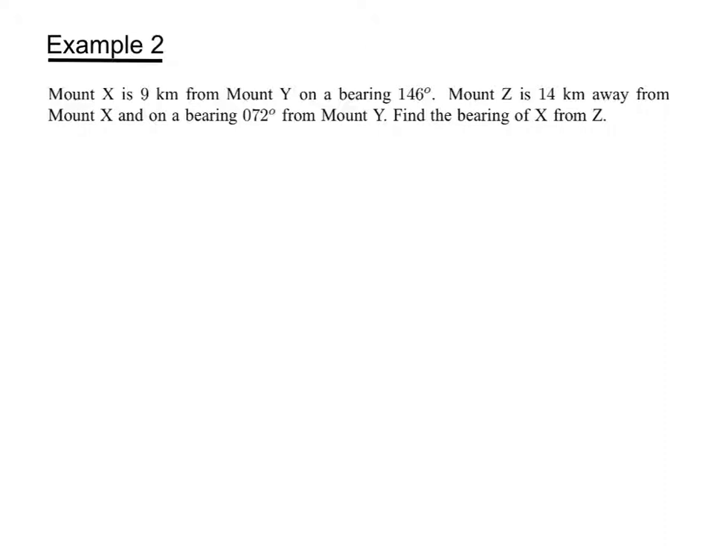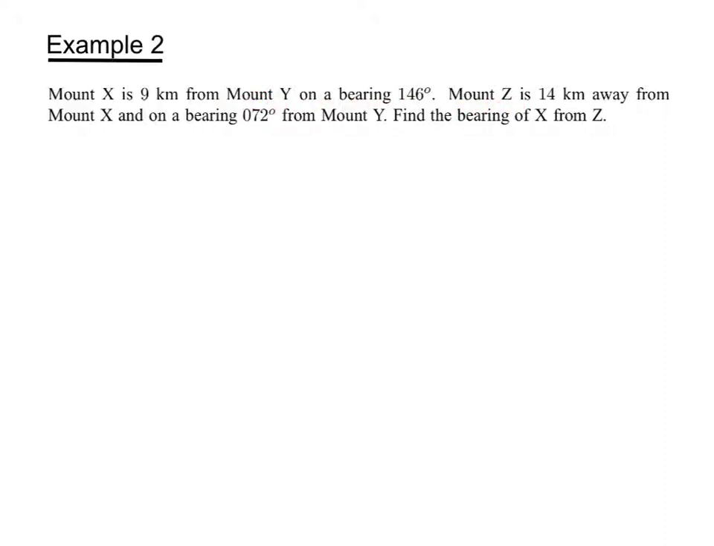This example problem is a little bit trickier, partly because of the wording, so we really need to be careful when we're reading the problem to make sure that we're setting up the picture correctly. So let's read through it once and then we can draw the correct picture. We have Mount X, which is 9 kilometers from Mount Y on a bearing of 146.